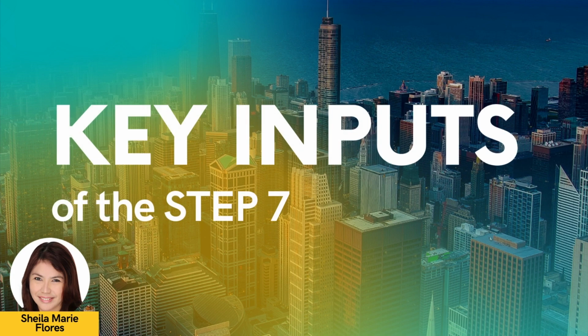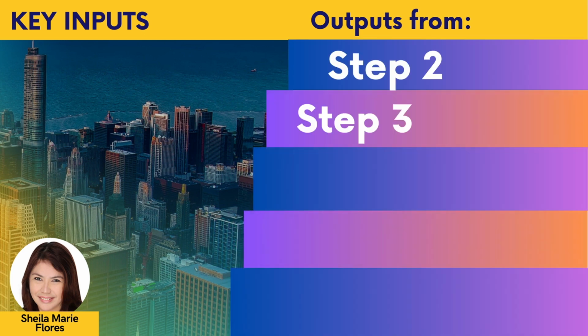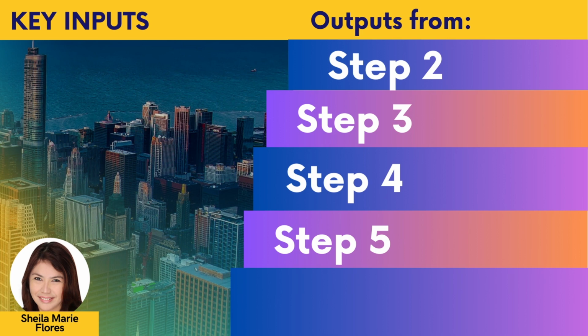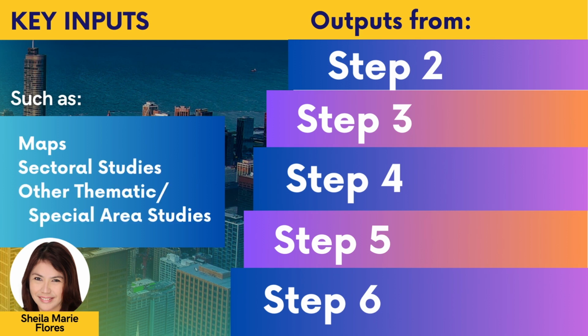What are the key inputs of Step 7? When we say key inputs, these are the things needed to create the output. The key inputs of Step 7 are outputs from Step 2, Step 3, Step 4, Step 5, Step 6, such as maps, sectoral studies, other thematic or special area studies.